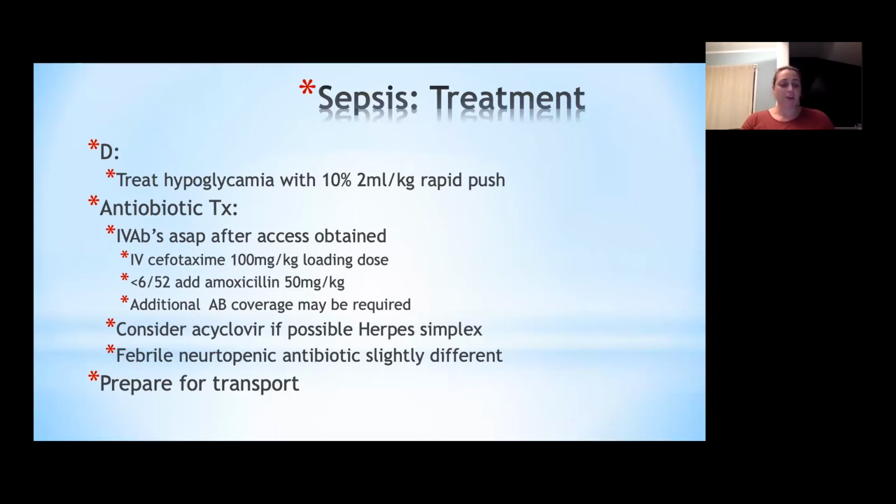Additional antibiotic coverage might be required, so you might need vancomycin for pneumococcal or MRSA. Acyclovir if you've got possible herpes simplex involvement. And then the febrile neutropenic antibiotics are slightly different again. So again, they're available in the Starship clinical guidelines under febrile neutropenia.